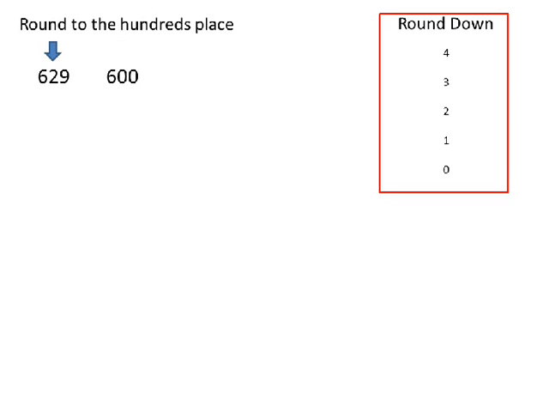So what we do then is we turn that 2 and every number to the right of it into a 0. And then since we rounded down, the 6 stays the same.